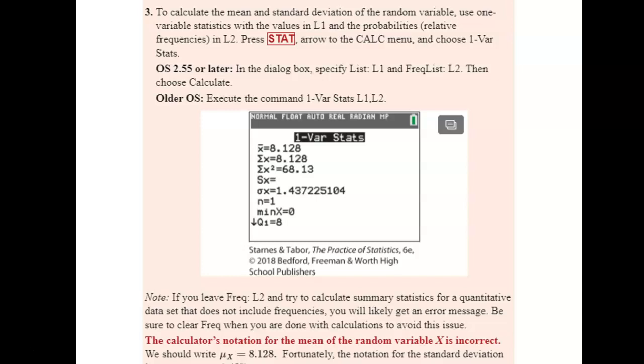Trying to read this message down here. Okay. It's warning you about the frequency list and being careful about your notation after that. Yeah. All right, so it says the calculator's notation for the mean of the random variable x is incorrect. So they use x bar. For these particular problems, it is not x bar, it is mu sub x. And then the standard deviation actually is correct. There we go.